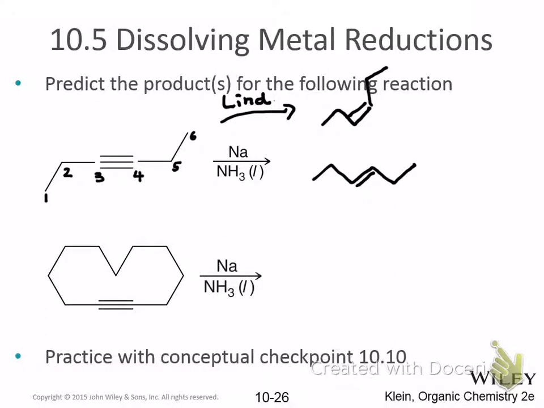Okay, so again, we're going to do that same one with this. So this is 1, 2, 3, 4, 5, 6, 7, 8, 9, 10, 11. Now you have to draw an 11-membered ring with a trans double bond in it.